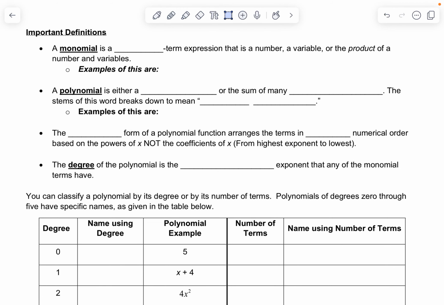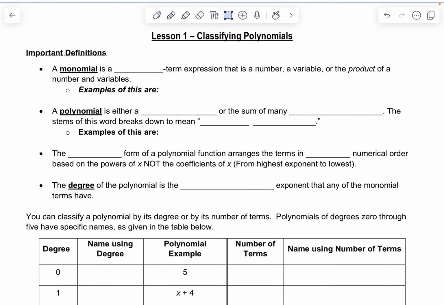Okay, so today we are going to look at classifying polynomials. There are a couple vocab words and terms that we have to go over before we look at how we classify these. These are things that we're going to use throughout the unit and in different lessons in this unit. To start, we have something called a monomial.